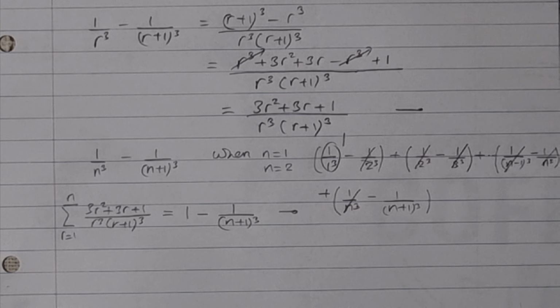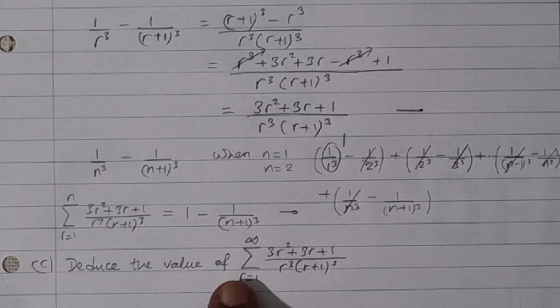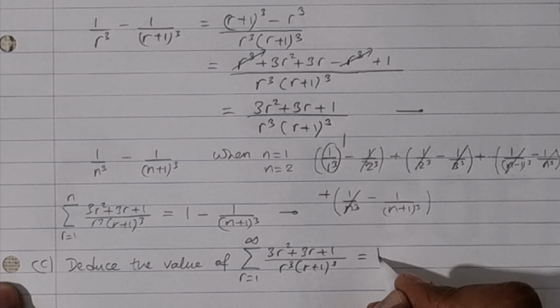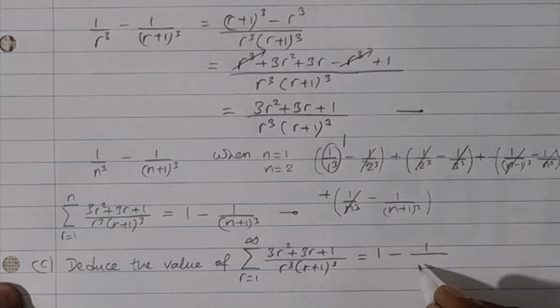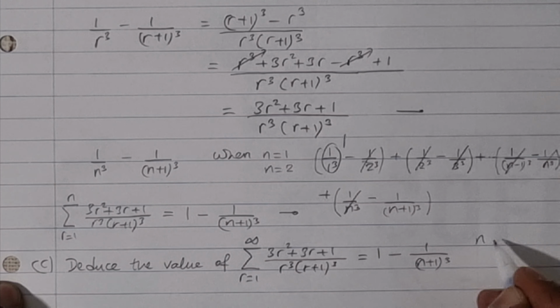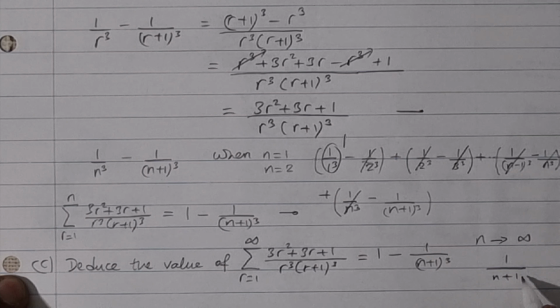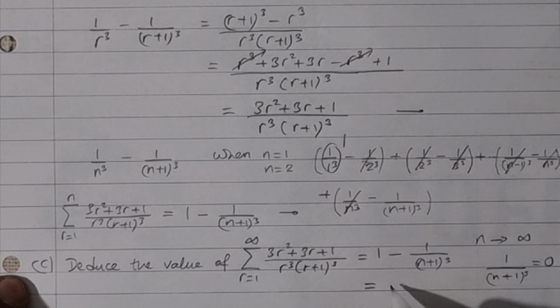And the next part of the question, we need to deduce the value of this summation here with r going from 1 to infinity. Now, because we know that this is the same as 1 minus 1 over n plus 1 to the cube, over here in the denominator, as n approaches infinity, 1 over n plus 1 to the cube is going to become 0. So the final deduced value is 1. So this is the answer to part C of the question. Okay, take care.